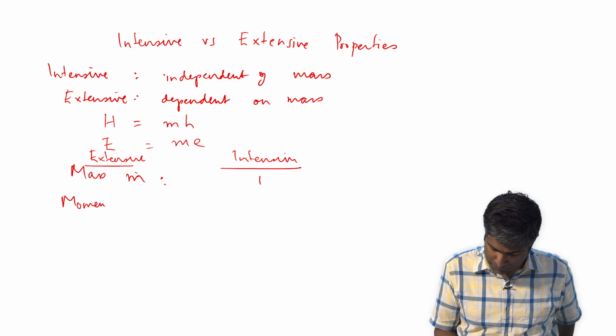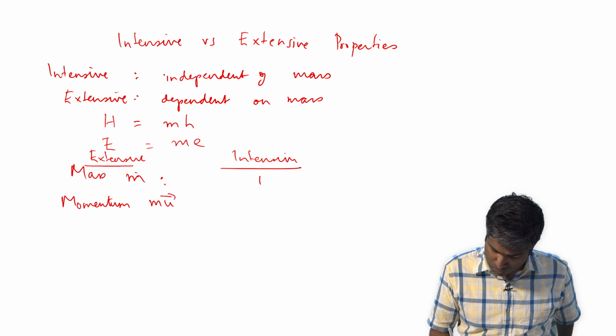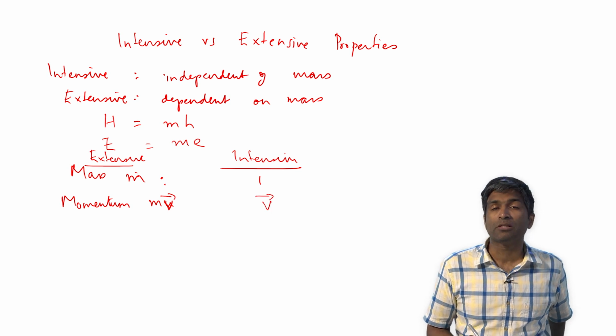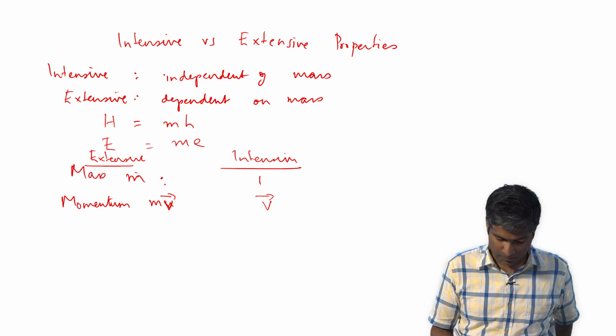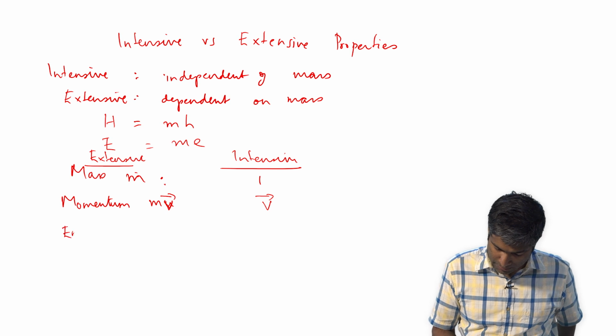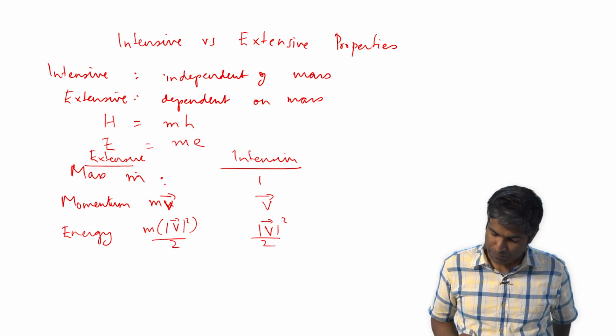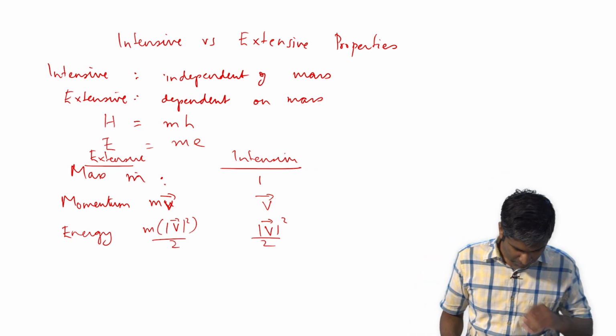Momentum of the system of the particles would be mv. So the intensive quantity that corresponds to the actual system momentum would be just the velocity, and the kinetic energy of the system, which would be mv squared by 2, would have a corresponding intensive quantity v squared over 2.